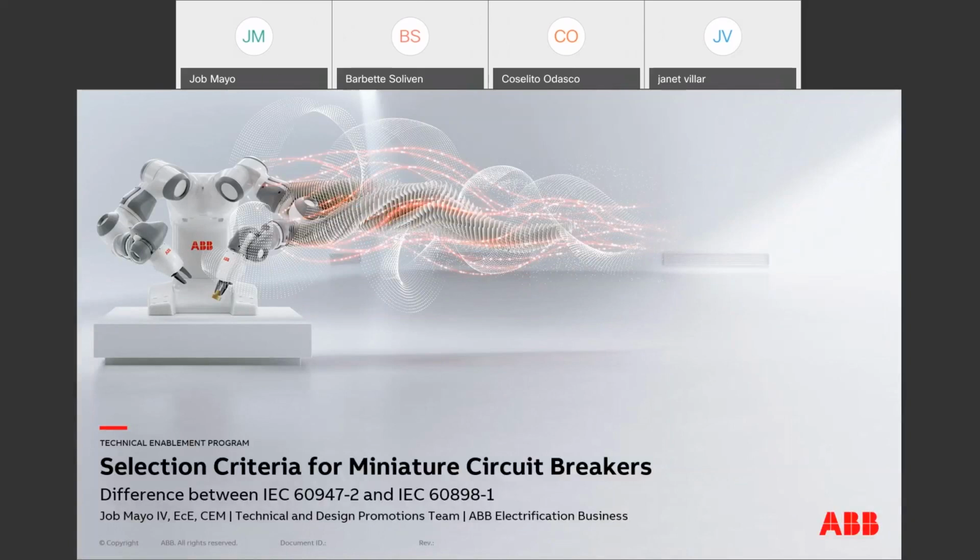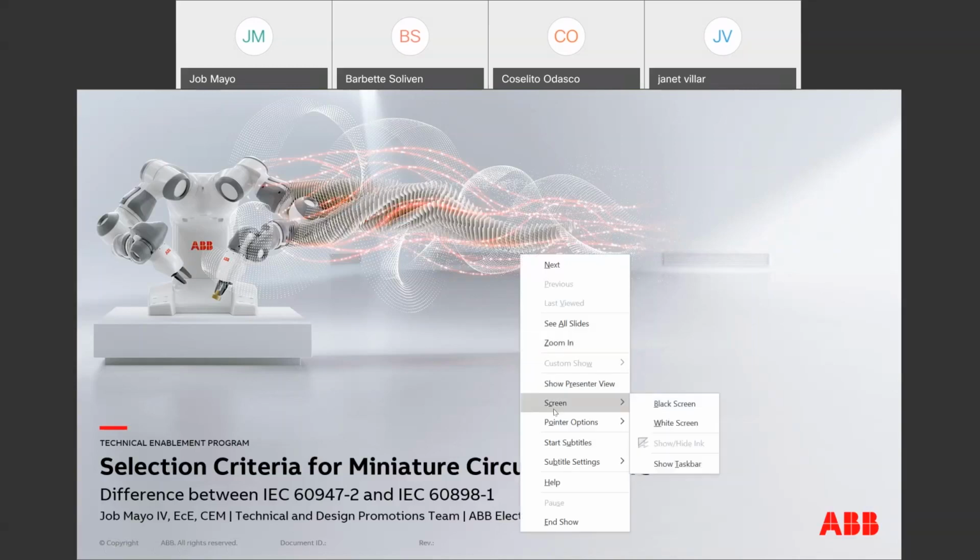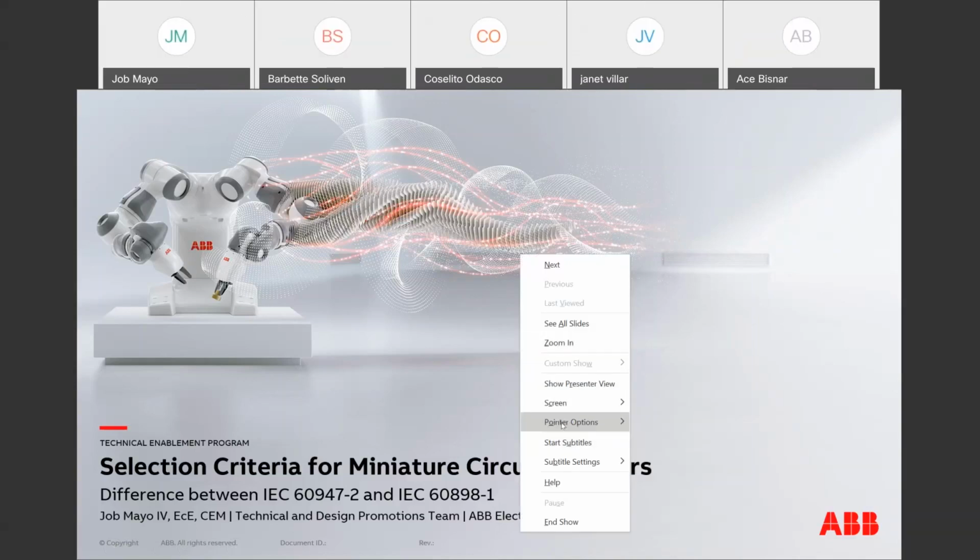This will be a very straightforward discussion. I'm pretty much sure most of you know what a miniature circuit breaker is, but for most of you this will be a refresher. So I'd be discussing the selection criteria for miniature circuit breakers, with emphasis on the international standards of IEC: IEC 60947-2 and IEC 60898-1.